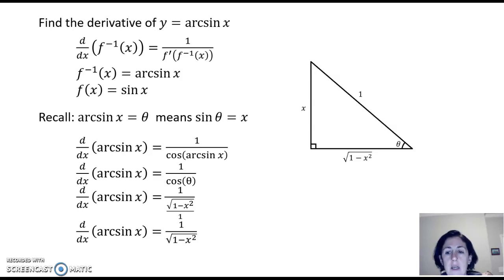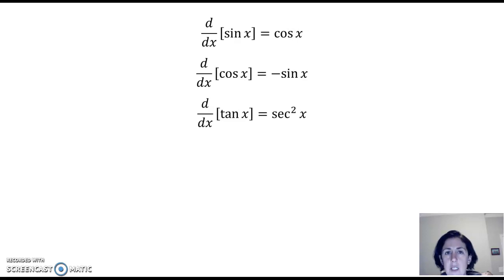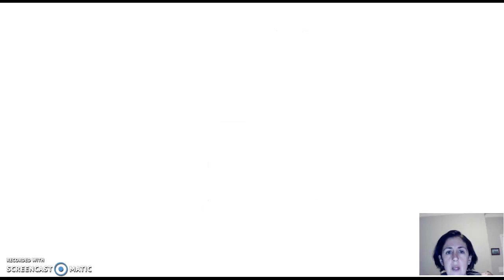And you can do very similar things to be able to find the derivative of all the other inverse trig functions. So let's put it all together and we'll see that the derivative of sine is cosine. The derivative of cosine is negative sine. The derivative of tangent is secant squared. The derivative of cotangent is negative cosecant squared. The derivative of secant is secant times tangent. And the derivative of cosecant is negative cosecant times cotangent. We showed all those.